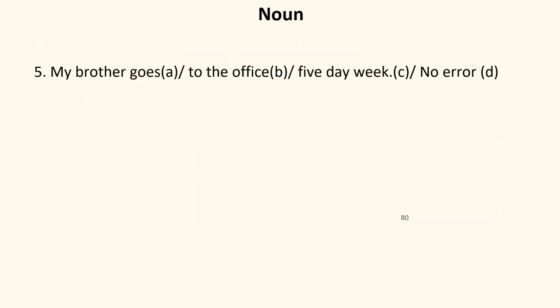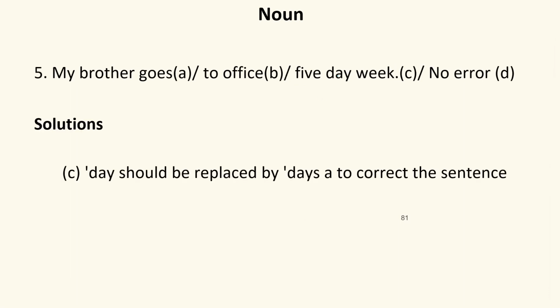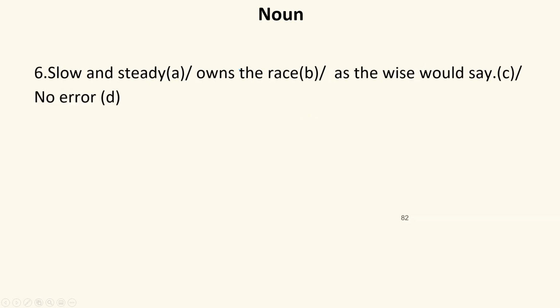Now, my brother goes to the office 5-day week. It should be 5 days a week, not 5 day a week, but instead it should be 5 days a week. So the error is in C part. Also, we should not write the before office. We cannot write the before office because he's saying he's going to the same office for the work only.